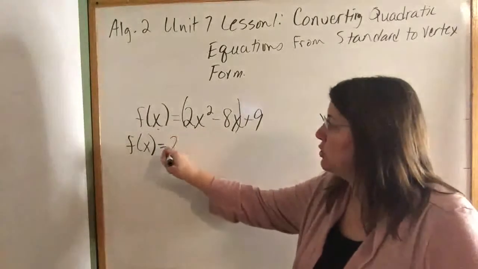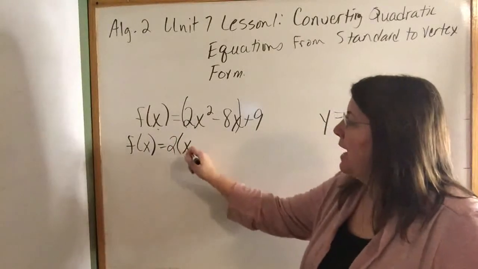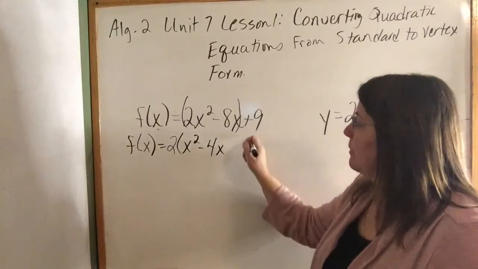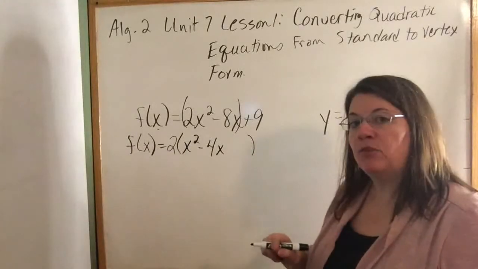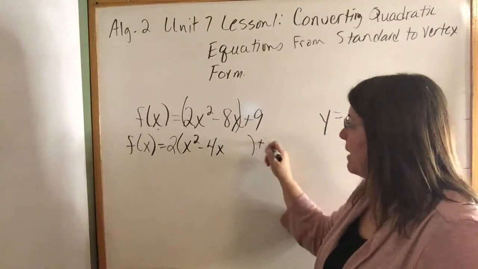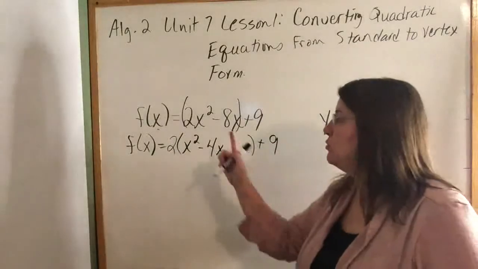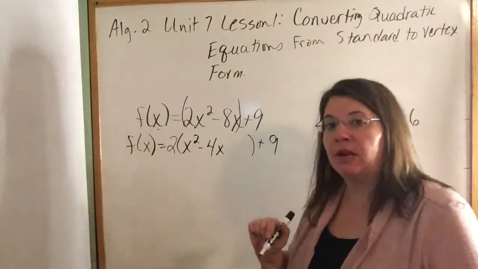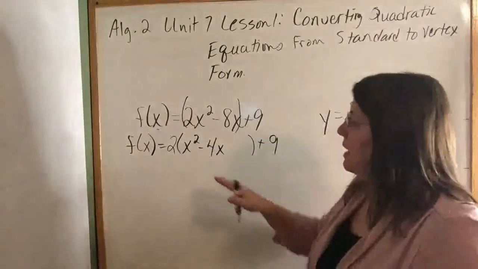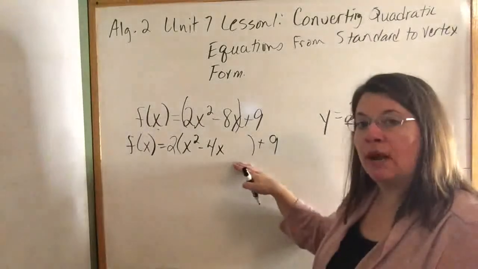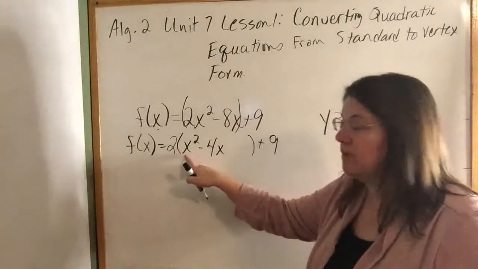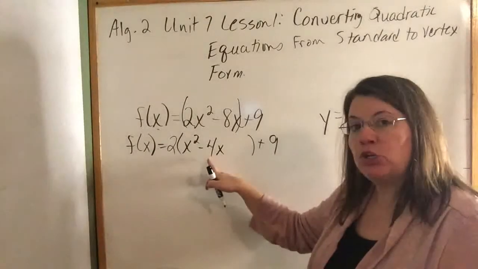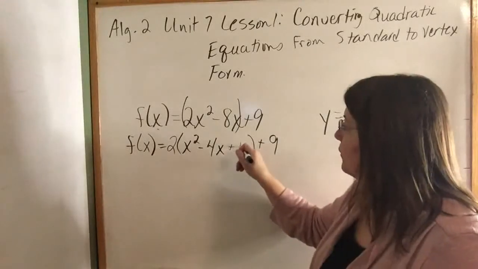I'm going to take out the 2. And then I know I have an x squared minus 4x left. I'm going to leave some space for completing the square, and I'm still going to have a plus 9. Again, you do not take 2 out of the 9. We will deal with what happens there in just a few minutes. I'm then going to complete the square. I'm allowed to do that because the coefficient of the x squared term is now 1. Half of 4 is 2, and 2 squared is 4. So I'm going to add 4 here.